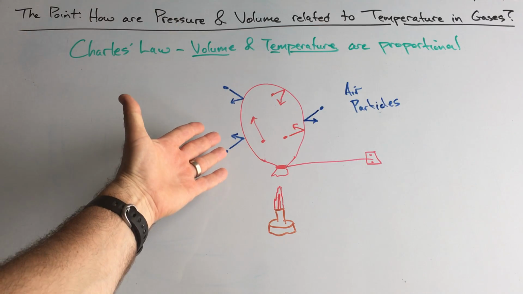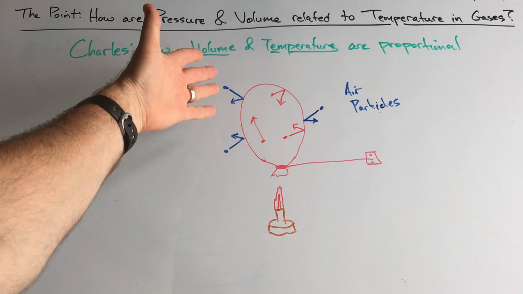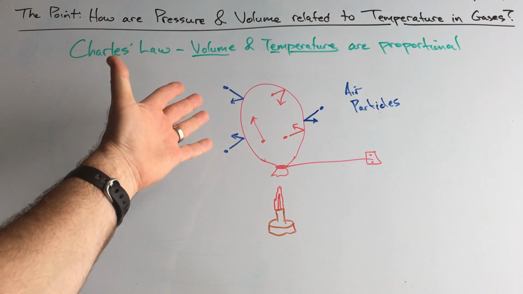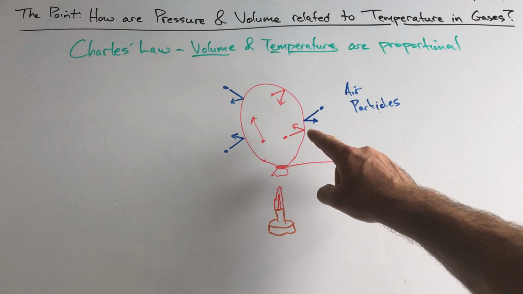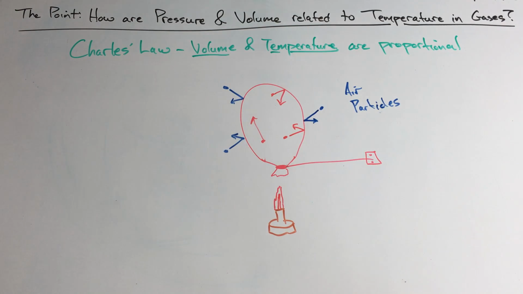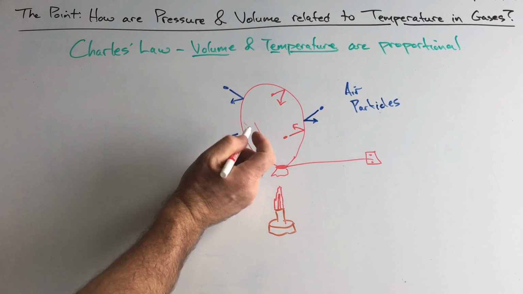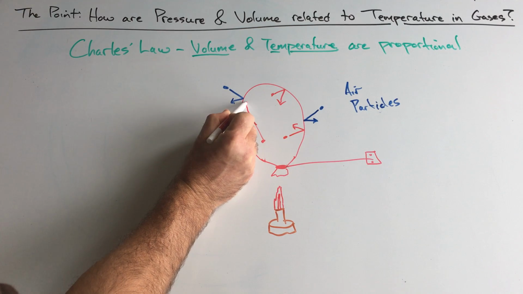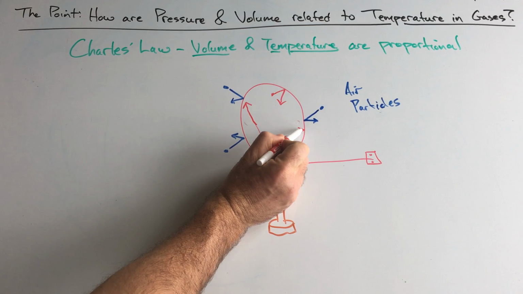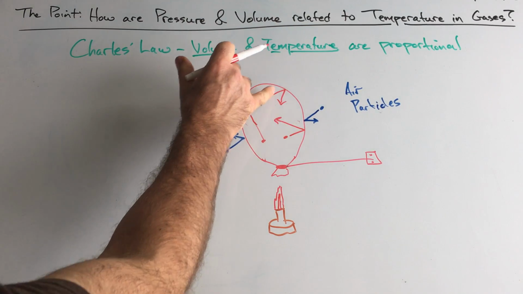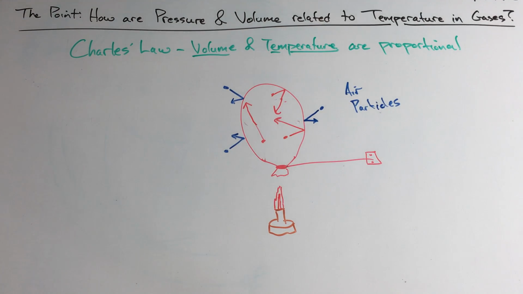Well, outside the balloon, no change. The blue air particles are going to bang around, again, room temp amount, because I'm magically not heating them. But I am magically heating the particles on the inside. So what's going to happen to them? Well, again, instead of going this fast, they're going to go this fast. And instead of banging that hard, they're going to bang that hard.